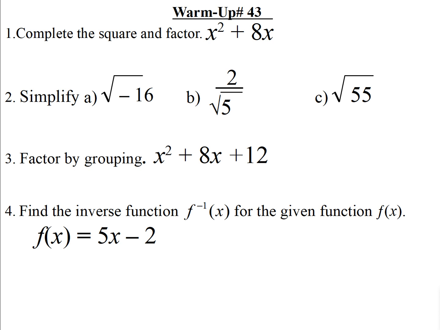For number 2, it says simplify. Part A reads square root of negative 16. Part B reads 2 over square root of 5. And part C reads square root of 55.